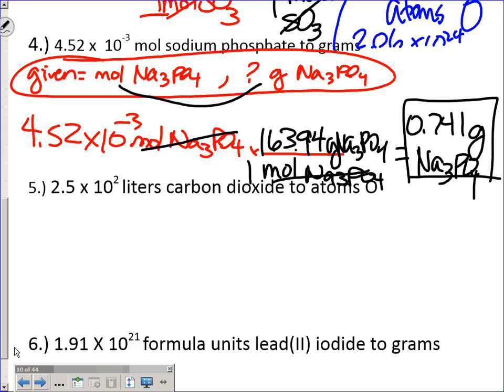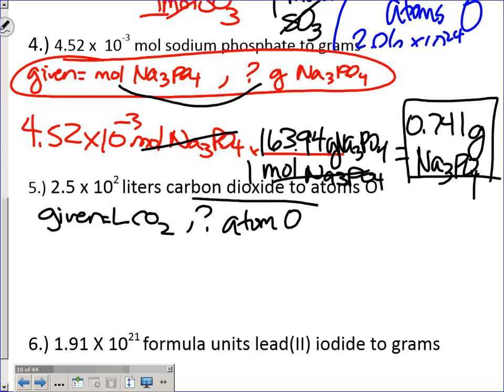What is your given? What unit is given to you? We're given liters of carbon dioxide, CO2. That is our given, liters of CO2. What is our question? Atoms of what? Now we have atoms of oxygen, just straight O. That's our question. Noticing we're going from CO2 to just plain old oxygen, so we're going to have to figure this out before we really get started.